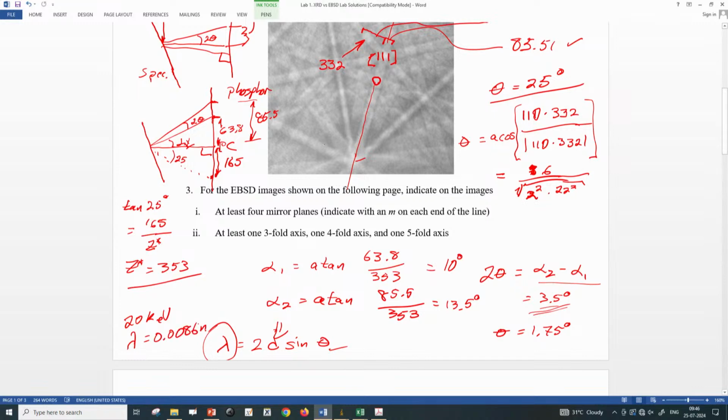And that was in nanometers, not angstroms. Okay, so if we calculate the d-spacing, we're going to have lambda over 2 sine 1.75 degrees, and lambda is 0.0086.